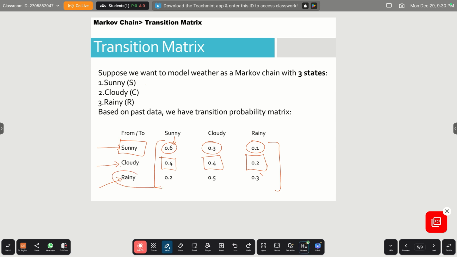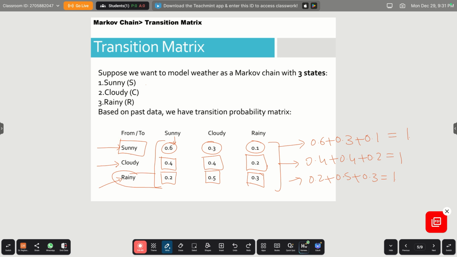Suppose today it is rainy, that means I am taking the third row for the rainy case. Tomorrow it's going to be sunny is 0.2. Tomorrow it's going to be cloudy is 0.5. Today rainy and tomorrow also rainy is 0.3. One thing you need to remember is every row will be a probability vector. That means the sum of the probabilities in every row is going to be 1. Therefore it is a stochastic matrix. So 0.2 plus 0.5 plus 0.3 is 1.